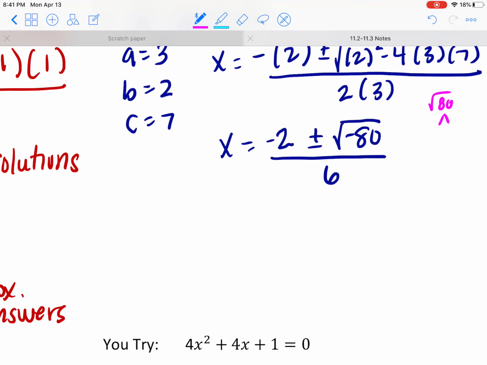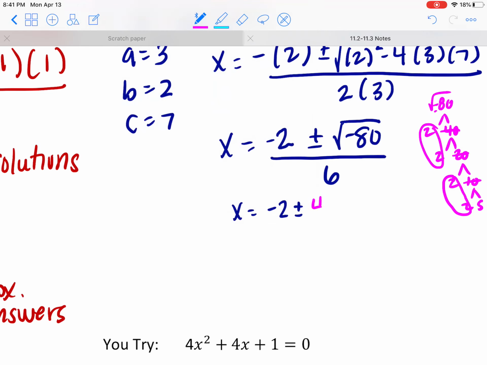So if I was to break down the radical negative 80, that's 2 and 40. Well, that's 2 and 20, and that's 2 and 10, and that's 2 and 5. So I'm going to be able to take out 2 2's, which is 4, and because it's negative, I can take out an i. So this becomes negative 2 plus or minus the radical becomes 4 and i, and radical 5 is what's left over. And then on the bottom of the fraction, the 2 times the 3 was 6 there.